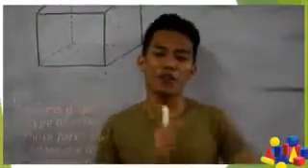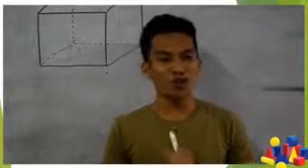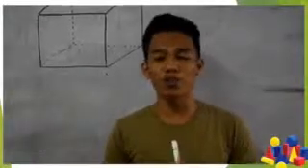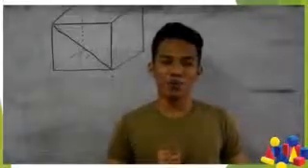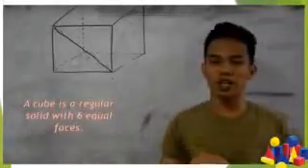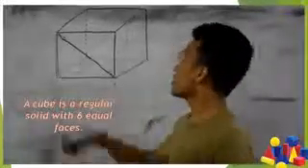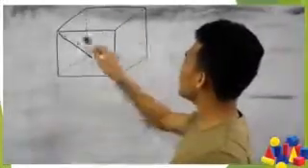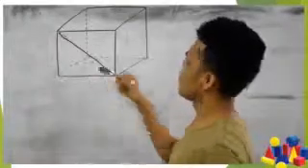After defining what is a cube, it is important for us to know what are the formulas that we are going to use in solving a cube. First is the diagonal length of the cube. A cube is a regular solid with 6 equal faces. So first face, second face, third face, fourth face, fifth face, sixth face.